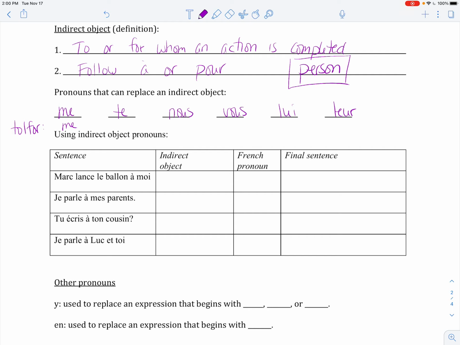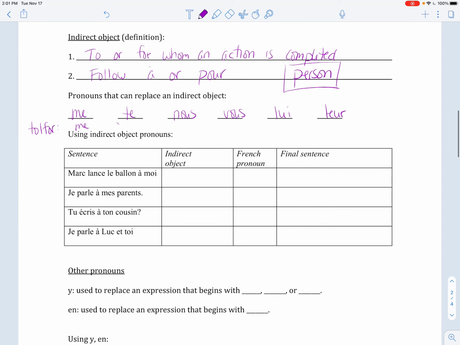I could say, you make a cake for me. And it's still the word me, but in this context, it's going to be an indirect object. Te is still you. Nous is still us. Vous is still y'all. Lui is both him and her. To or for him, to or for her. And leur, them, to or for them.